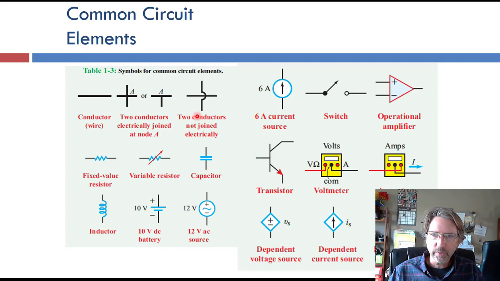For connecting elements together, we have conductors, just generally a line. When they're joined, generally crossing them joins. Sometimes you'll see a dot. Sometimes you'll see a hop here to make it clear that they're not joined. There are different conventions. So again, you'll be able to understand it with some practice.